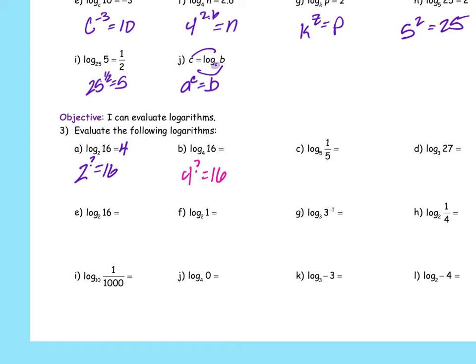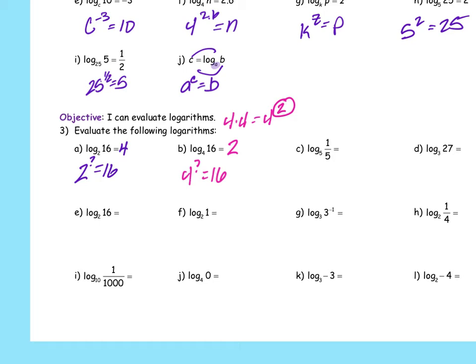So let me write this out. 4 times 4 is 16, but that also equals 4 squared. So my answer is the exponent. What I'm looking for is the exponent. Does that help? We need to find the exponent, not what times that number equals that number. I want to find the exponent.